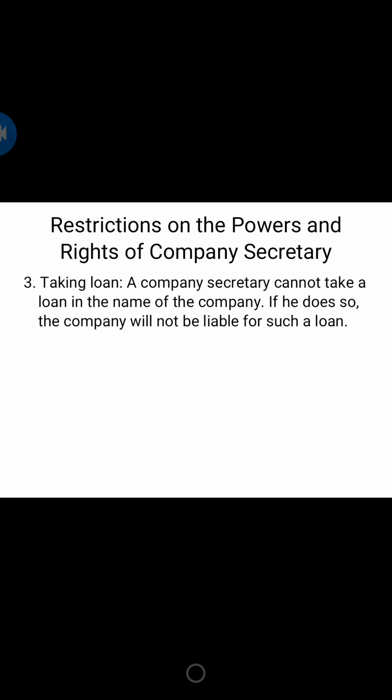The last is taking loan. So company secretary cannot take loan in the name of company. Okay, as he is an employee. So if he does so, the company will not be liable for such loan. So as we know, company is an artificial person, right? So the secretary cannot take any loan, and if he does so, those powers are restricted.